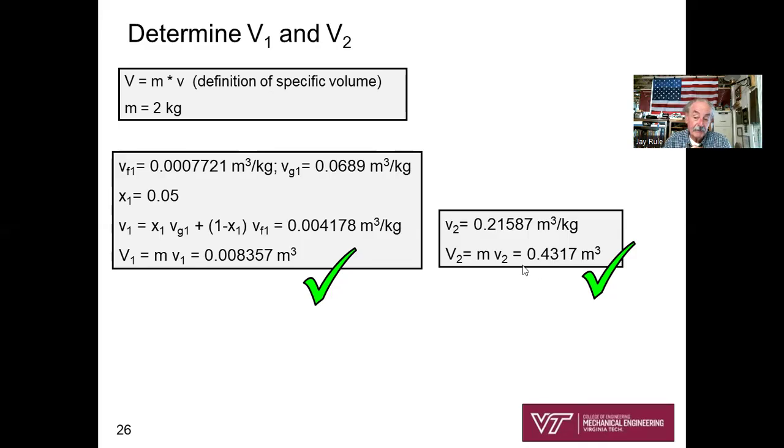Okay, not so bad. And on this problem, we were not asked to find the work out. We weren't asked to find the heat added. So we're in good shape. We're done with this problem.